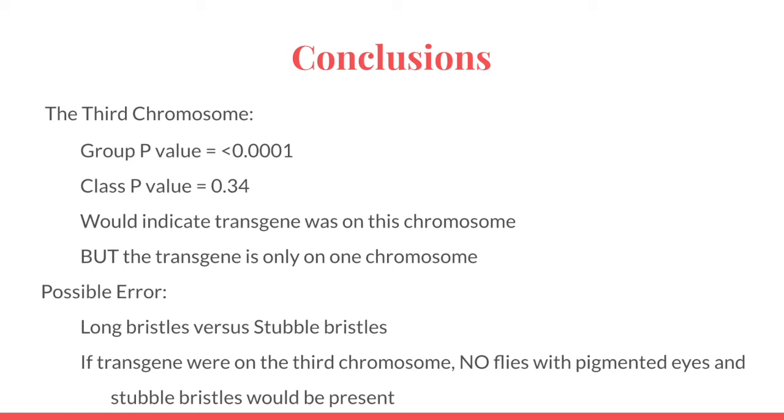If the transgene were located on the 3rd chromosome, it would be impossible for a fly to have white eyes with long bristles or red eyes with stubble bristles. We have scored several flies with red eyes and stubble bristles, so this cannot be the case.